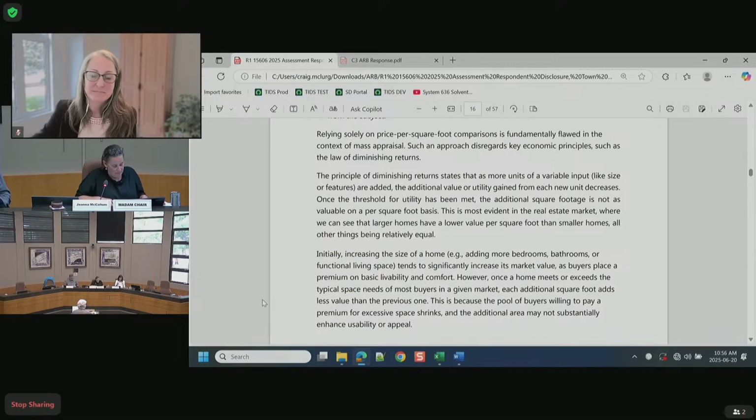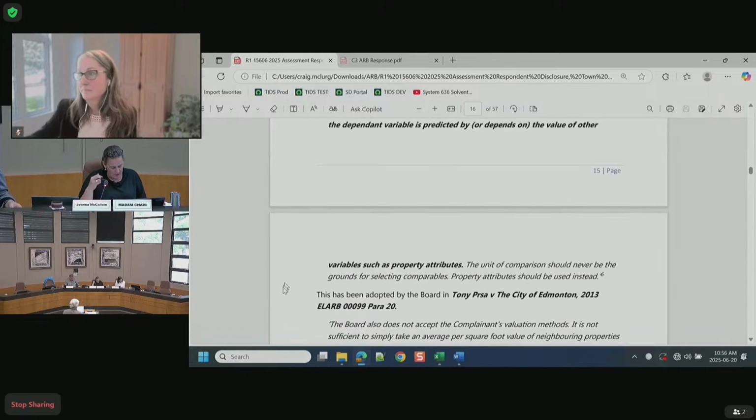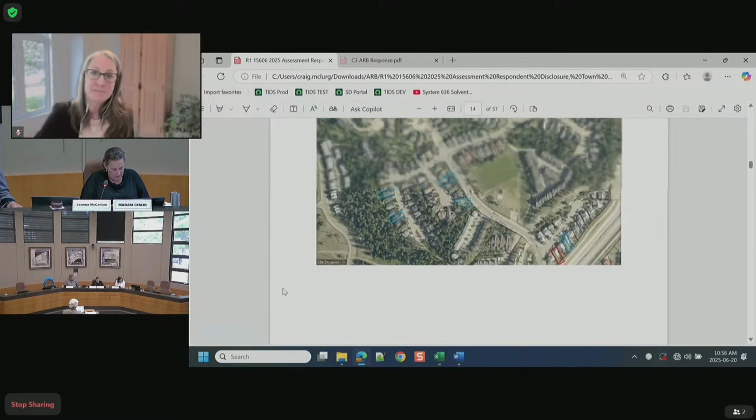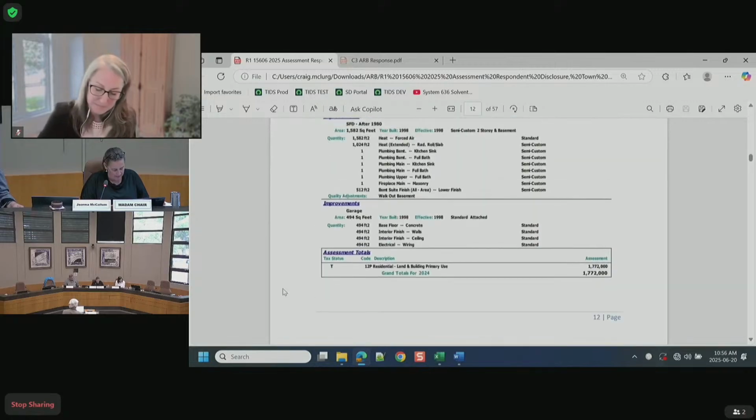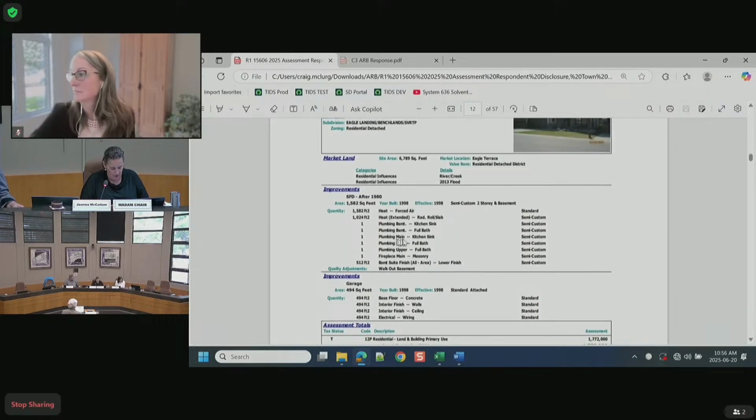I have a couple of questions with regards to your disclosure. On page 12 is the residential ratepayer report. I just want to confirm what I heard earlier. Where it states value base under market land, and it says residential detached district, that is the nomenclature for the actual land use zoning, and it should correspond with the land use bylaw, is that correct? That's correct. So that's not a descriptor on the assessor's end, it's strictly taken out of the land use bylaw, the name of the R1 zoning. Okay, thank you.